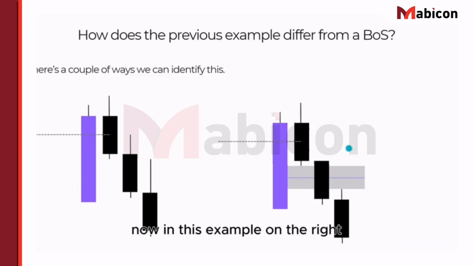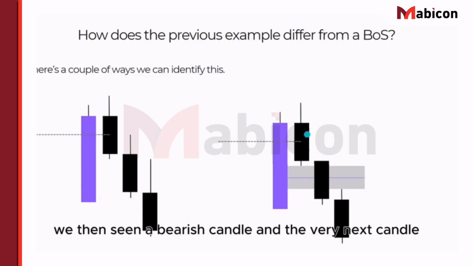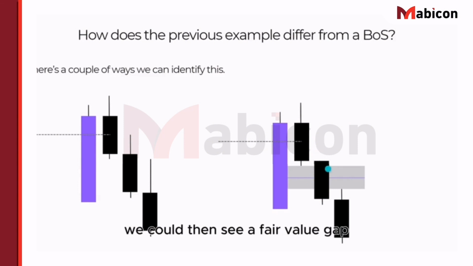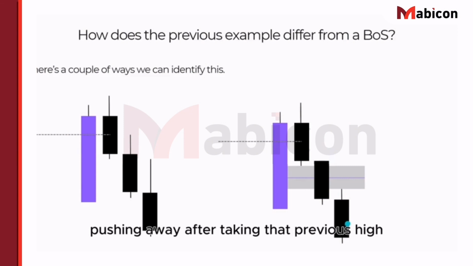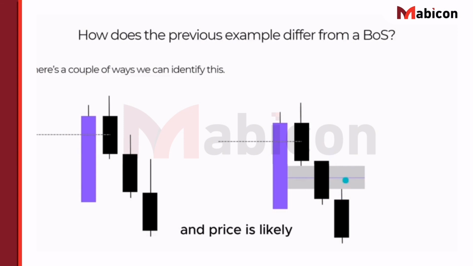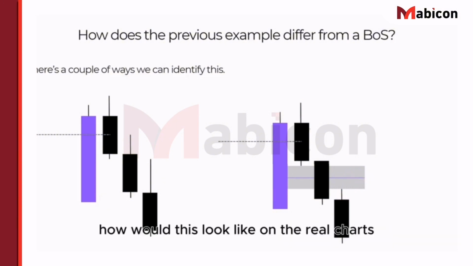Now in this example on the right, we can see we've had a candle closure above that previous high. We've then seen a bearish candle, and on the very next candle we can see a fair value gap. Fair value gaps we will cover in a lot more detail in another video. But what we can see here is candle 1, candle 2, candle 3. Candle 1's low and candle 3's high have a gap between them. This is where the fair value gap is, and it shows there's stronger momentum pushing away after taking that previous high, and price is likely going to get drawn back into this fair value gap at some point. How would this look on the real charts?